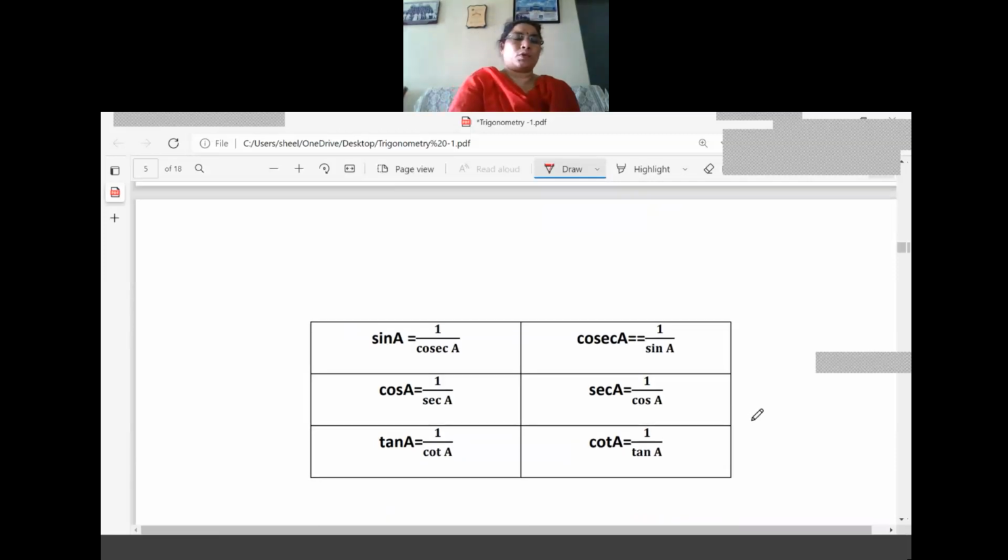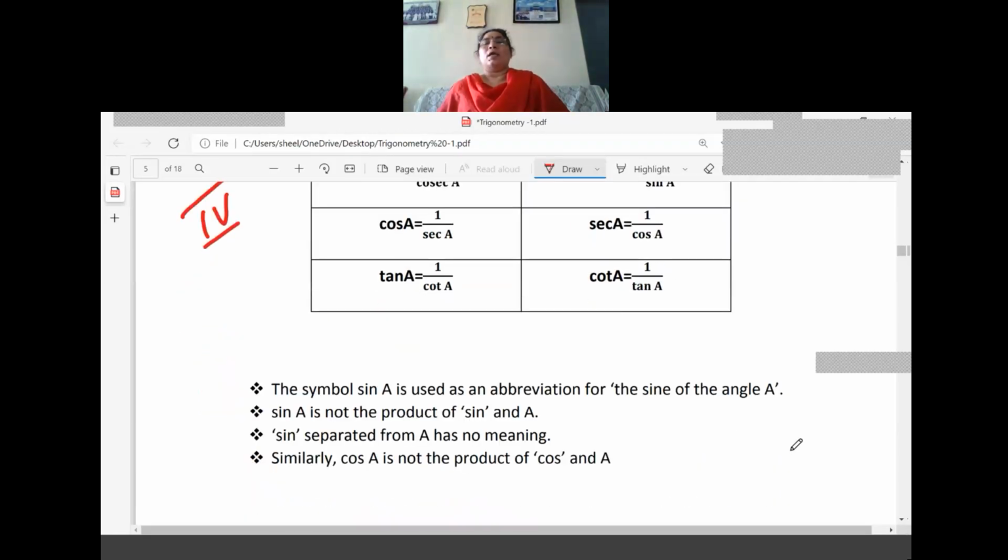Next, what is the next one? Reciprocal, this fourth one, which I already explained. Sin A became 1 by cosec A, cosec A became 1 by sin A, cos A became 1 by sec A, and sec A became 1 by cos A. Tan A became 1 by cot A. Similarly, cot A became 1 by tan A.